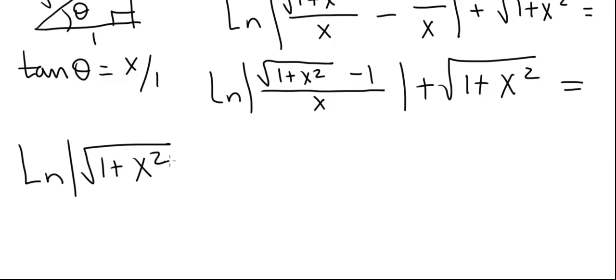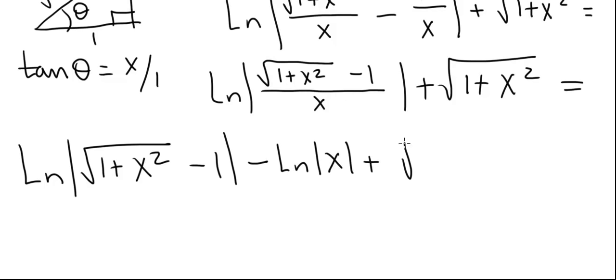So we can write it as natural log of absolute value of the square root of 1 plus x squared minus 1. There's no need for absolute value here because what we have inside it will always be bigger than 1, but it doesn't hurt to keep it there, minus natural log of absolute value of x plus the square root of 1 plus x squared, plus a constant of integration c.